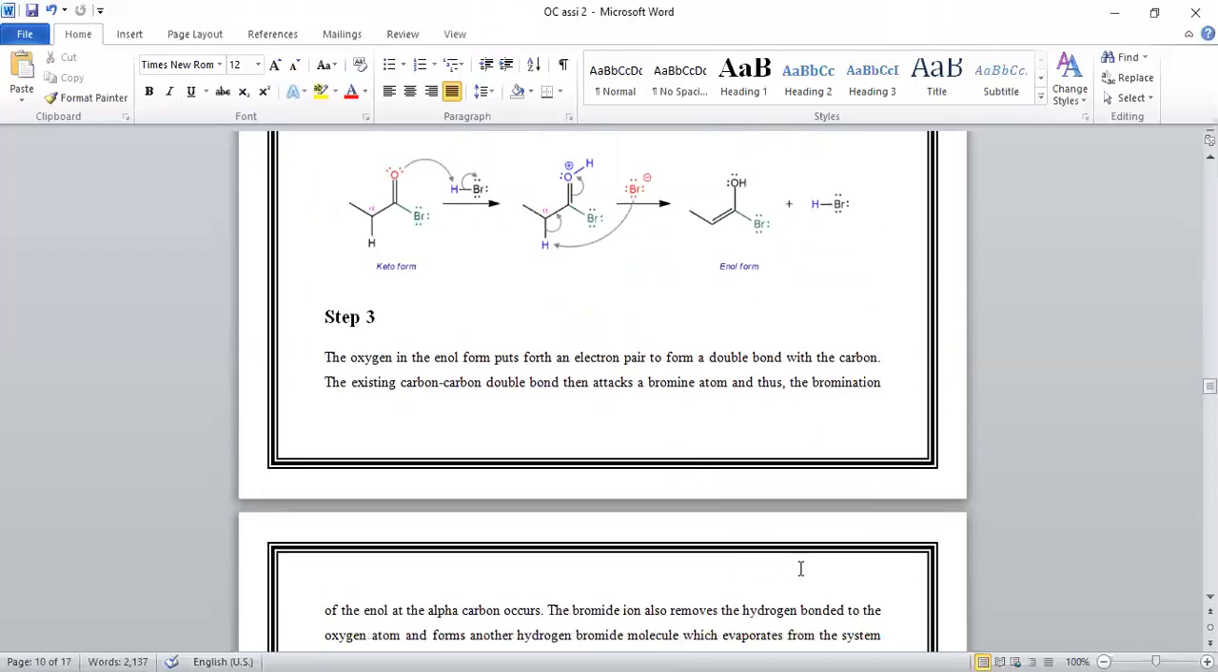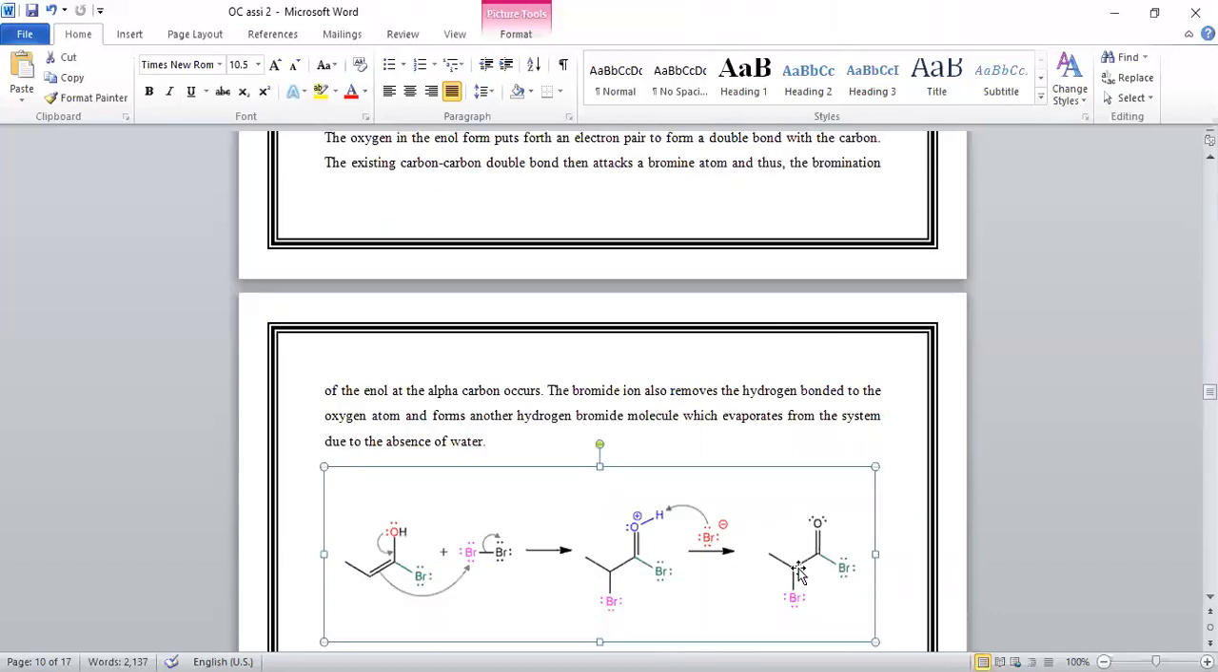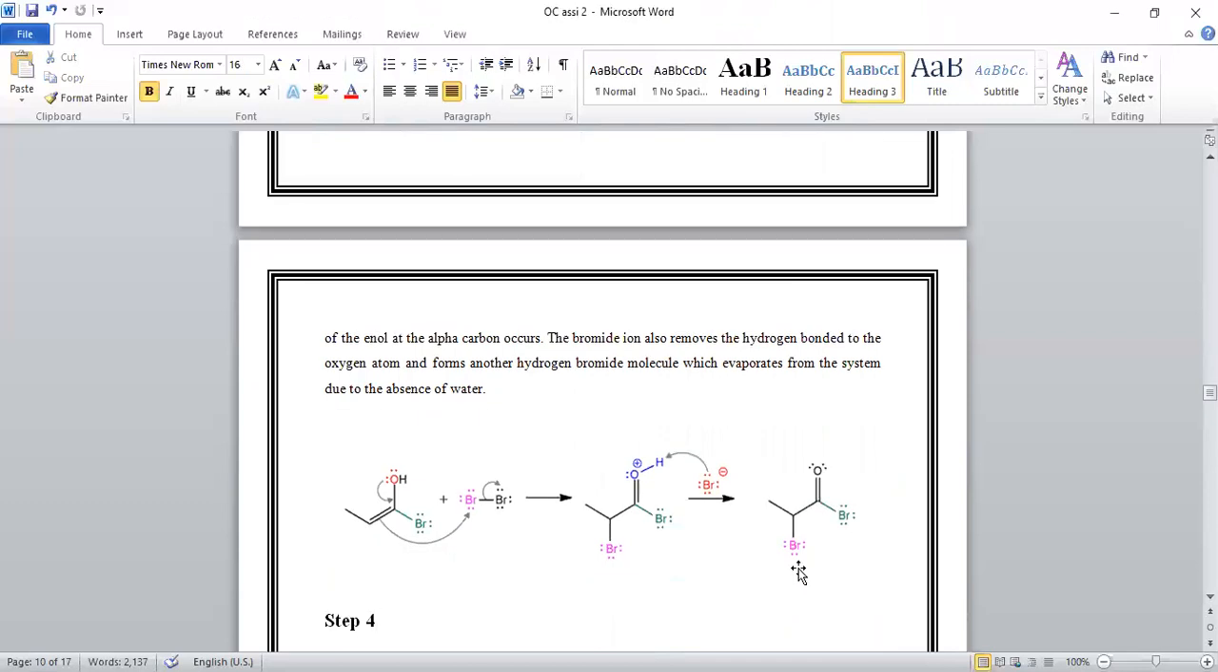In step 3, the oxygen in the enol form puts forth an electron pair to form a double bond with the carbon. The existing carbon-carbon double bond then attacks a bromine atom and thus the bromination of the enol at the alpha carbon occurs. The bromide ion also removes the hydrogen bonded to the oxygen atom and forms another hydrogen bromide molecule which evaporates from the system due to the absence of water.